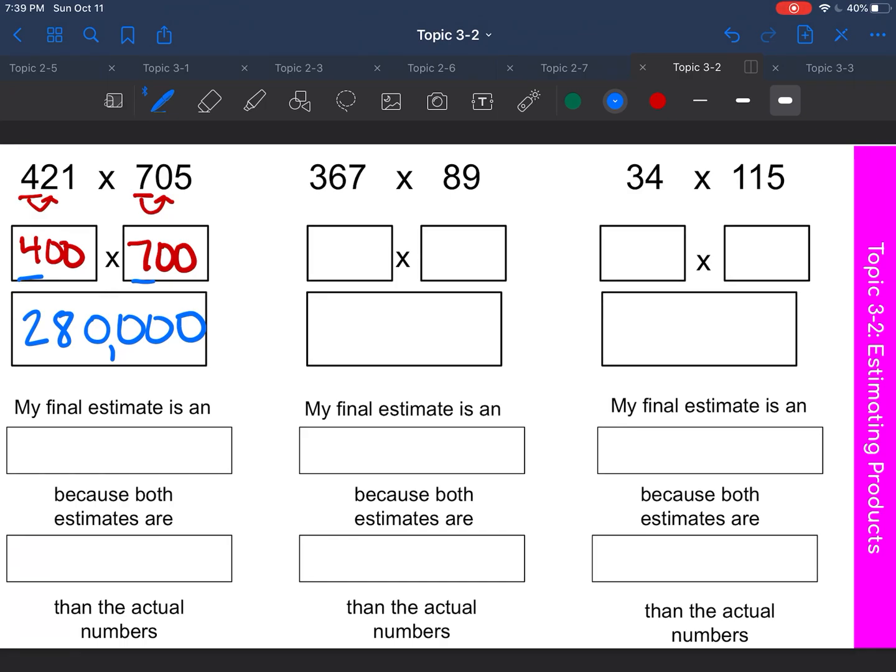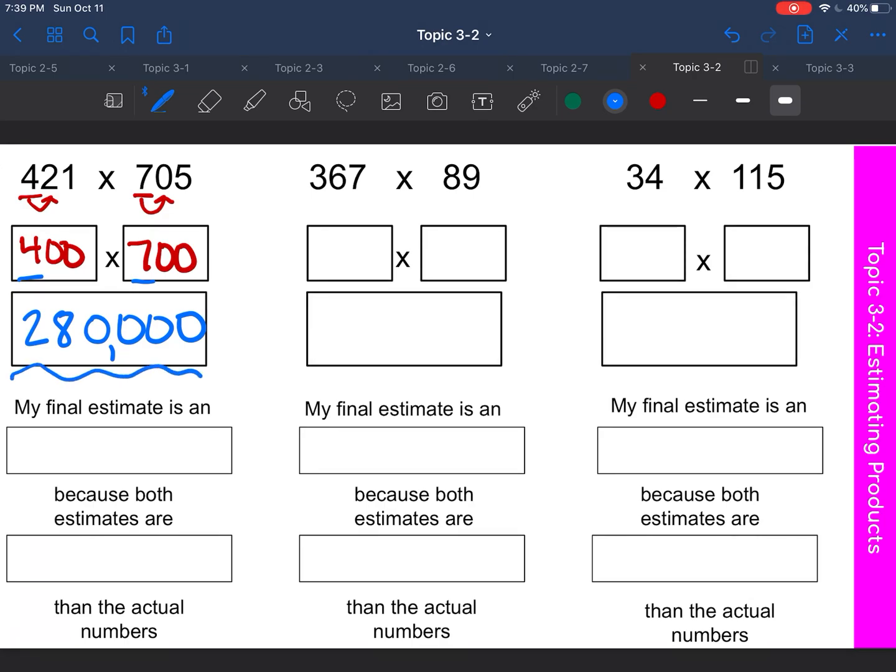Now, this is where I want you to see if it's an overestimate or an underestimate. So my final estimate is either an over or underestimate because both estimates are what than the actual numbers. So look at the estimates 400 and 700. Did we round down or did we round up for both of them? Well, we rounded down for both of them.